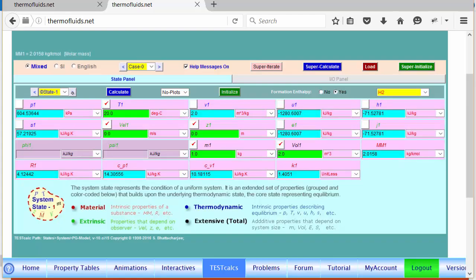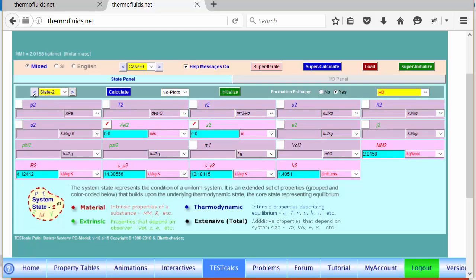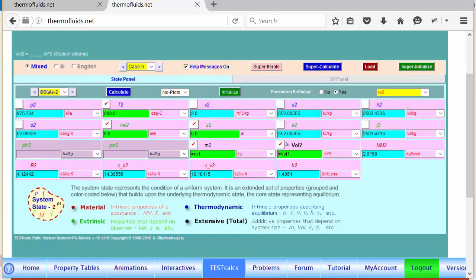We go to state 2, and you can go back and forth between states like this, or you can directly pick a state like that. For state 2, what we know again is temperature is 200 degrees Celsius is already chosen. We know mass doesn't change and volume doesn't change. Okay, so therefore the state 2 has been completely calculated.